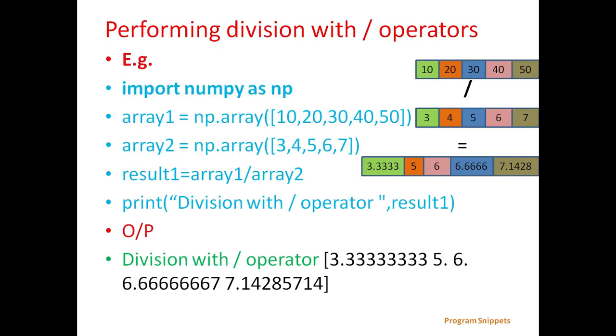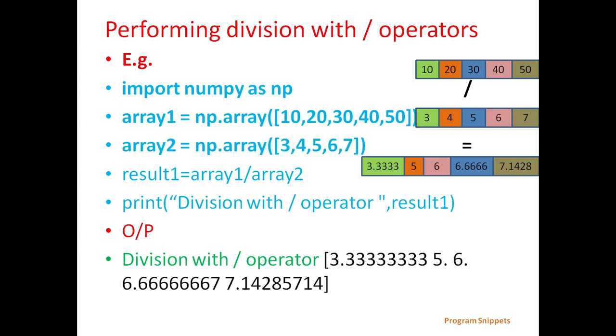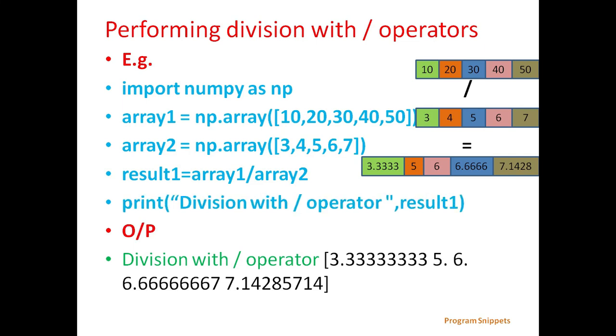For example, here we have imported numpy as np and we have defined two arrays, array1 and array2. Array1 is declared with np.array and elements 10, 20, 30, 40 and 50, and array2 is declared as np.array with elements 3, 4, 5, 6, 7. And when we give result1 equal to array1 divided by array2, it will give element-wise division. That is, 10 is divided by 3 and it will give the output 3.3333, 20 is divided by 4 and it will give the output 5, 30 is divided by 5 and it will give the output 6, and so on.